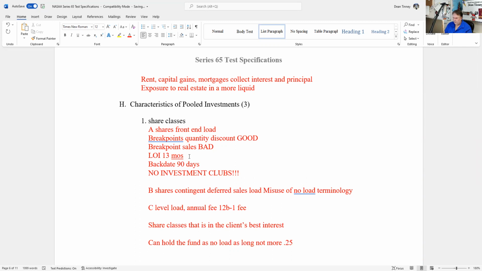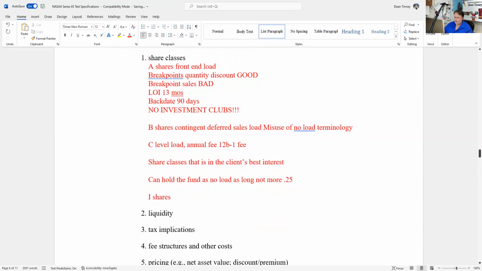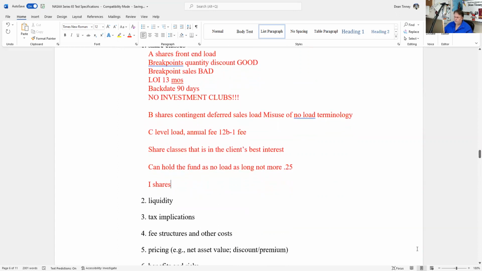One more share class. Another share class we have is the I shares, and I shares typically would be the best recommendation for a retirement fund or pension plan. Those would be the cheapest share class. And if you meet the requirement for the I shares, that's probably going to be the one I should recommend.